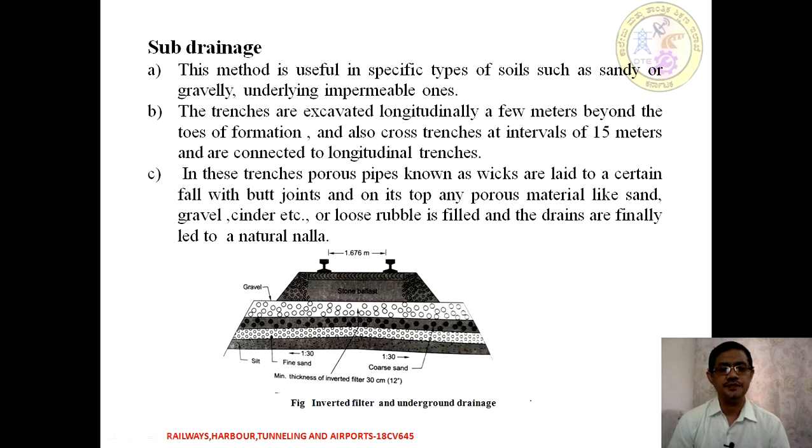In these trenches, porous pipes, known as wicks or wick drainages, are laid to a certain fall with butt joints. On top of them goes porous material like sand or gravel, or sometimes we can wrap them with filter material like geosynthetics or geofabric, or otherwise fill with loose rubble. Finally the water is led out to a natural nala.